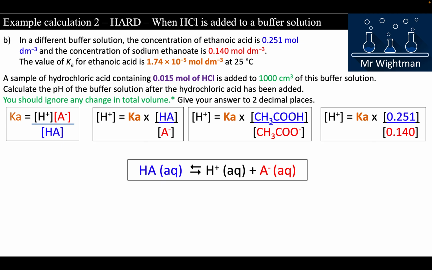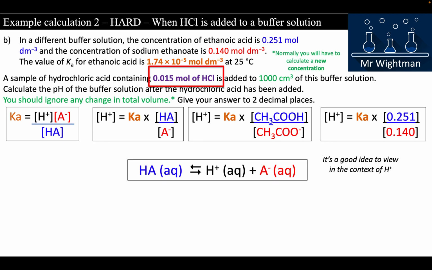However, I have to appreciate something else has happened here. I have to appreciate that I've added 0.015. So the best way to do this is by applying Le Chatelier's principle. I have added 0.015 moles of HCl to the mixture, and it's a good idea, as I said, to view it in the context of H+.